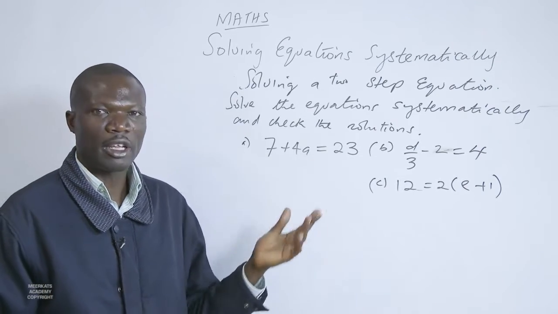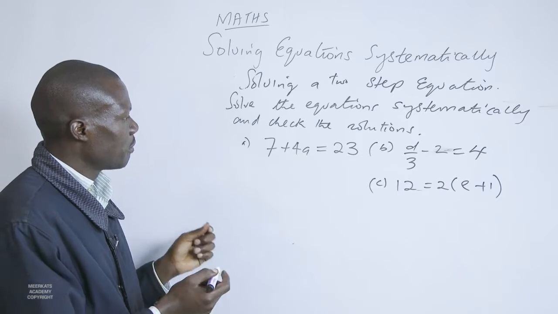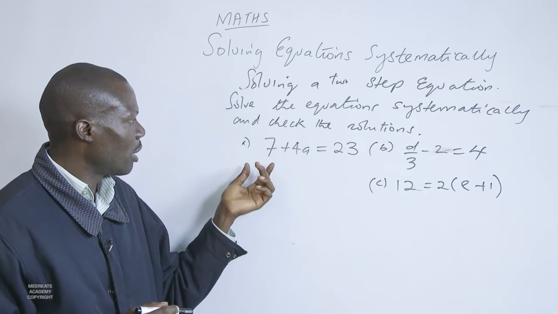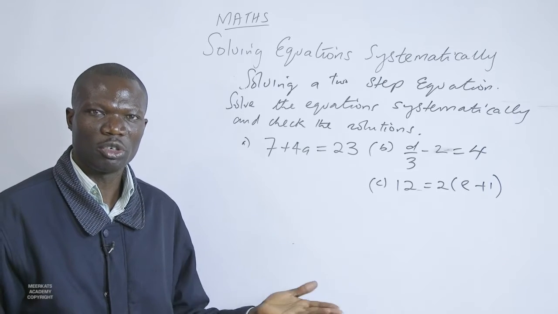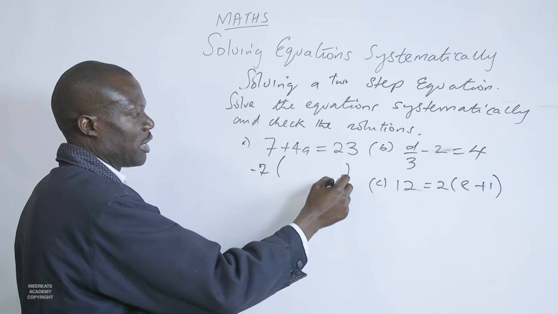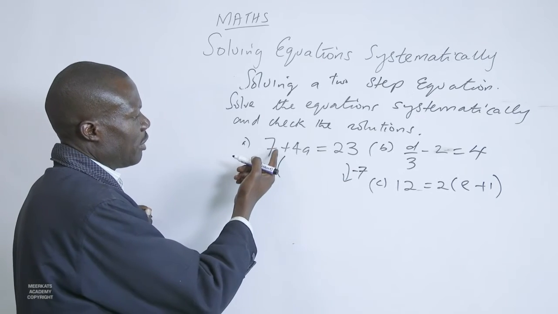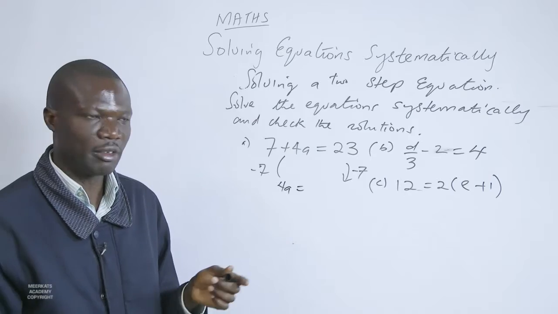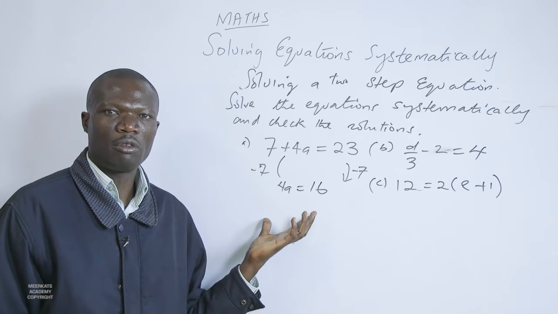We have to solve this systematically. So let us start by looking at the first question, where we need to see how to approach it. Now, from this, 7 plus 4a is equal to 23. I find that here we need to find the opposite of 7. 7 is a positive integer, so its opposite will be a negative, which implies that we shall subtract 7 on the left-hand side and subtract 7 also on the right-hand side. When you do that, 7 minus 7 is gone, we shall only remain with the 4a. And on the other side, 23 minus 7 will give us 16. So we have 4a is equal to 16.